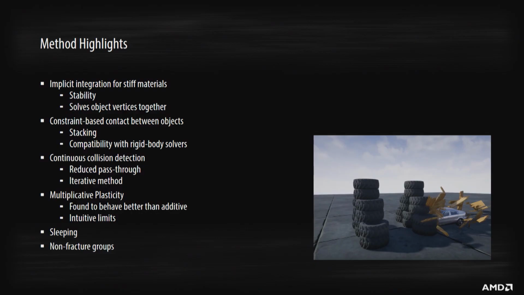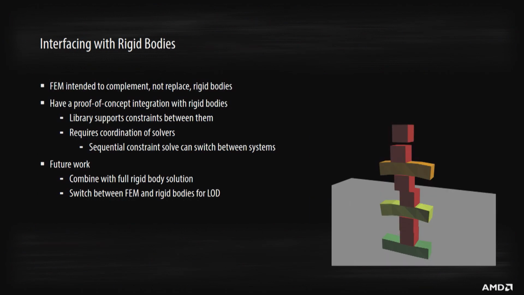And we also have a particular feature for fracture, which we call non-fracture groups. Those are groups of tetrahedra in the model that you want to group together and have no fracture. And it's just worth pulling out because they're changes to the way that the fracture method operates to enable that sort of situation, to have it be able to carefully only break where it's allowed, where it's legal.